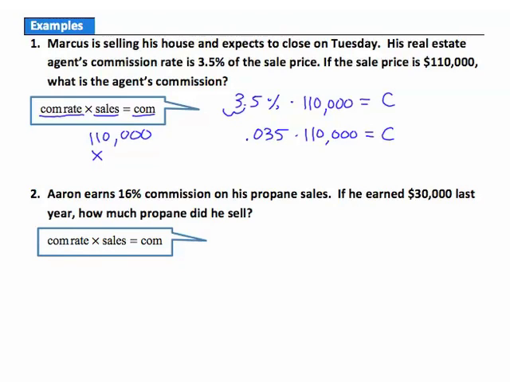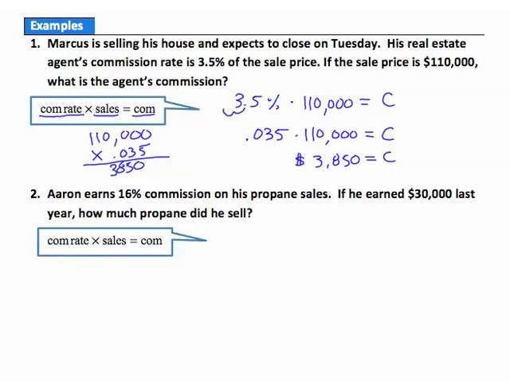110,000 times 0.035. When we do that multiplication, we're going to get 3,850, and since we're talking about money now, we want to make sure we put that in there. So $3,850 is going to be the commission that this salesperson earns on the sale of this house.